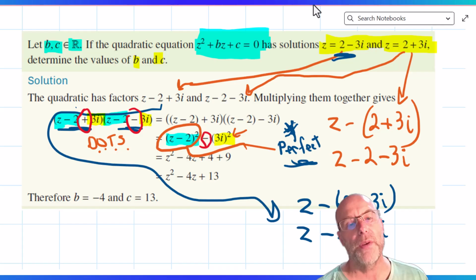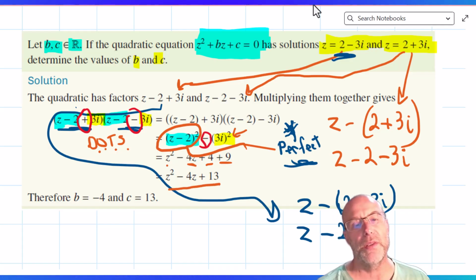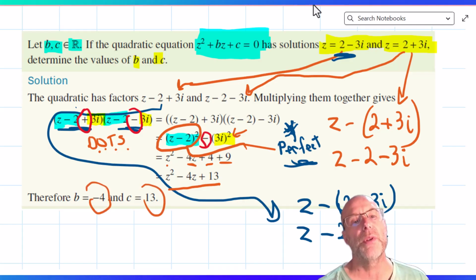So we have z squared minus 2 times negative 2z is minus 4z, negative 2 times negative 2 is positive 4. The 3i squared is negative 1 times 9, so we get z squared minus 4z plus 13. Therefore, to answer the question, b would have to be the real number negative 4 and c would have to be the real number 13.